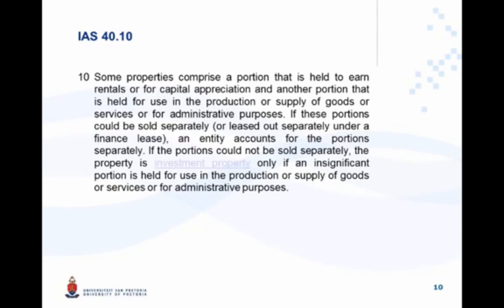IAS 40 paragraph 10 deals with the instance where you have a dual purpose. Some properties comprise a portion that is held to earn rentals or for capital appreciation, and another portion that is held for use in the production or supply of goods or services or for admin purposes. So you have one property that is used as investment property, but also a little bit used for owner-occupied purposes. If you can sell these portions separately, an entity accounts for the portions separately.